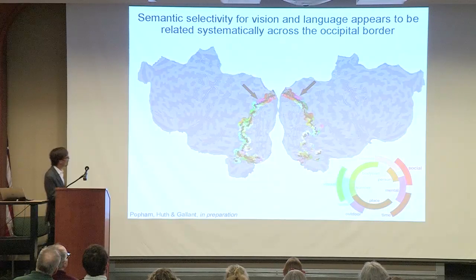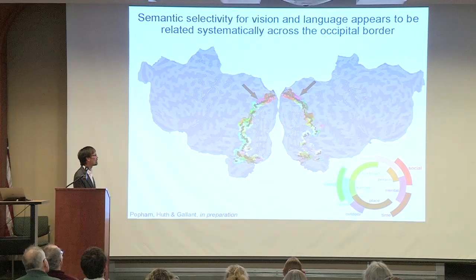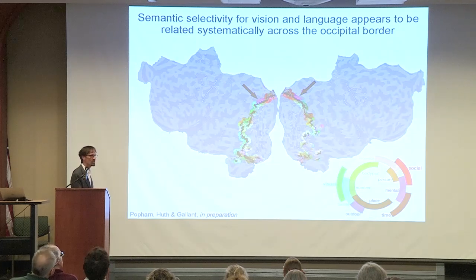And you can see that in almost all cases, there's a systematic relationship between the tuning behind the border and the tuning in front of the border. The voxels tend to be tuned for the same things. If you have a voxel that's tuned for visual information behind the border, it will be tuned for visual information in movies. It will be tuned for visual information in stories immediately anterior to the border.